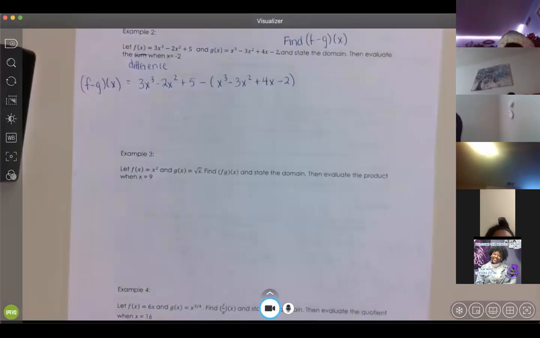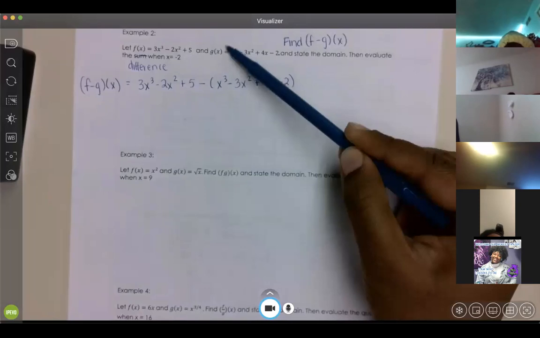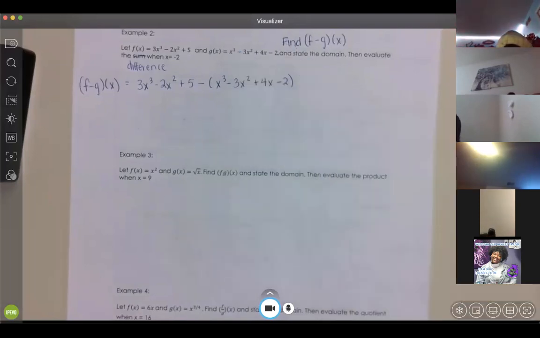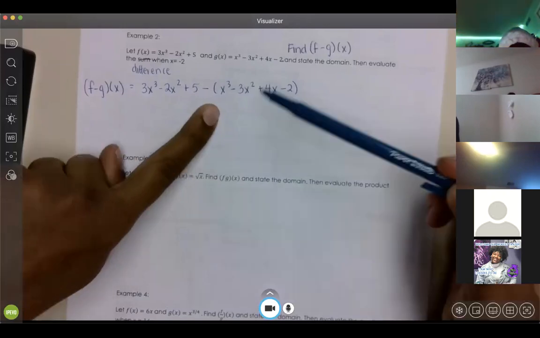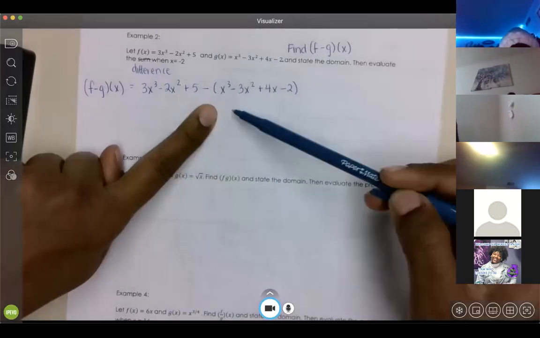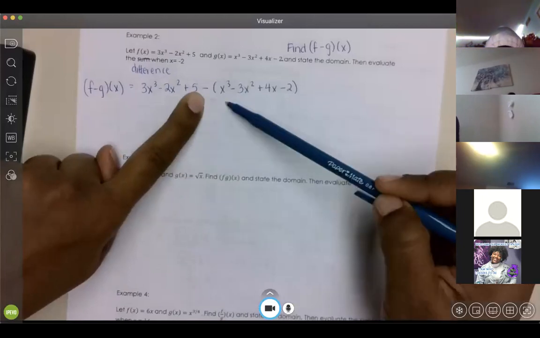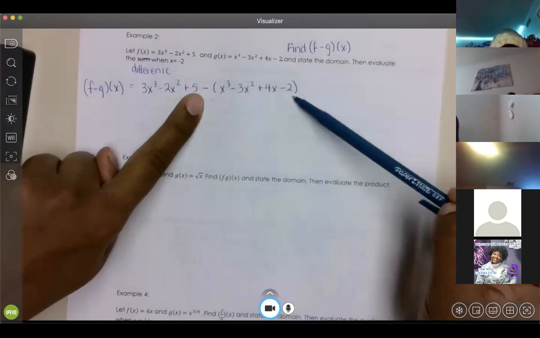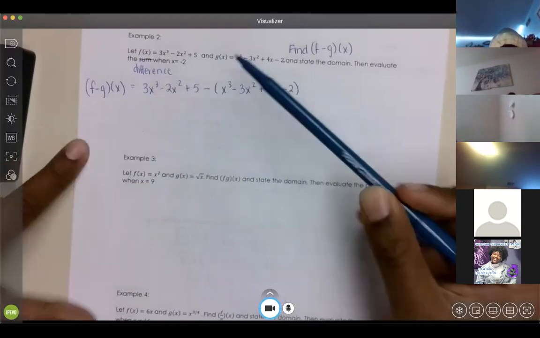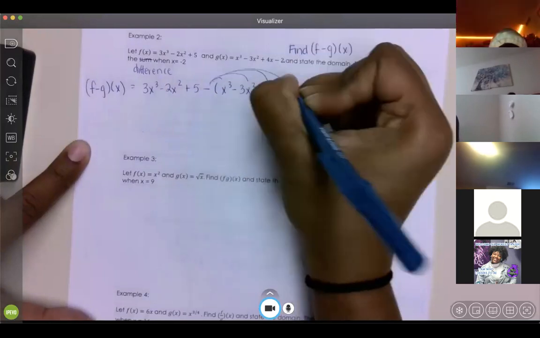The reason why we want to put it in parentheses is because you have to subtract the entire g of x. Most commonly, students will just subtract the x cubed, and they'll forget about the rest of the equation and just keep the sign. But what you're saying is you're subtracting the x cubed, the 3x squared, the 4x, and the 2.